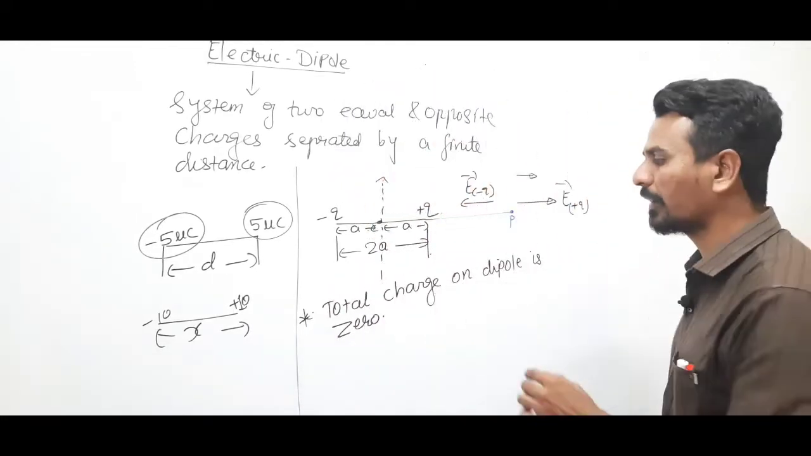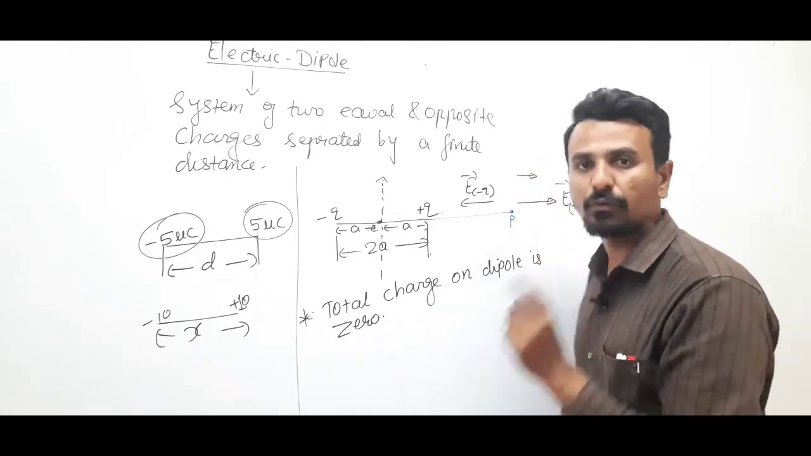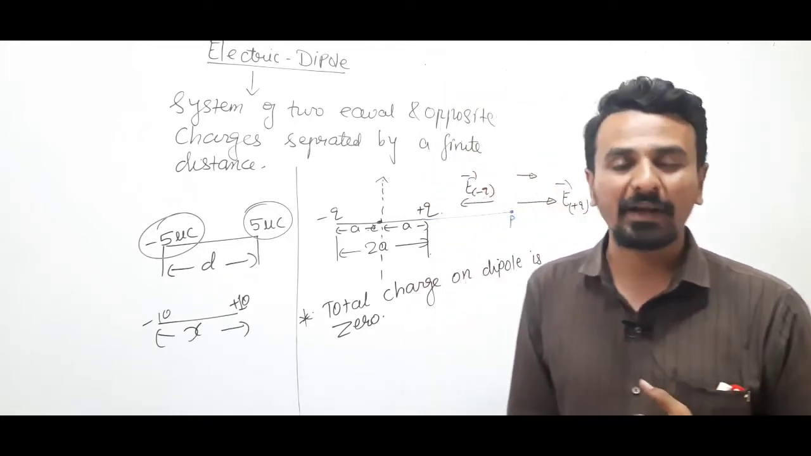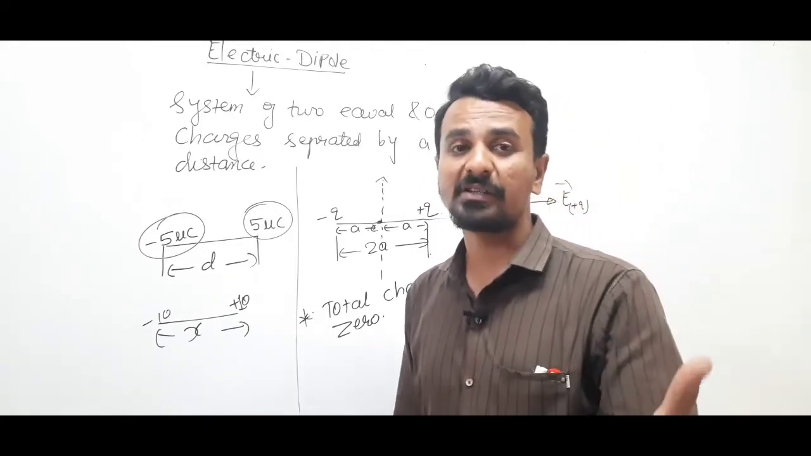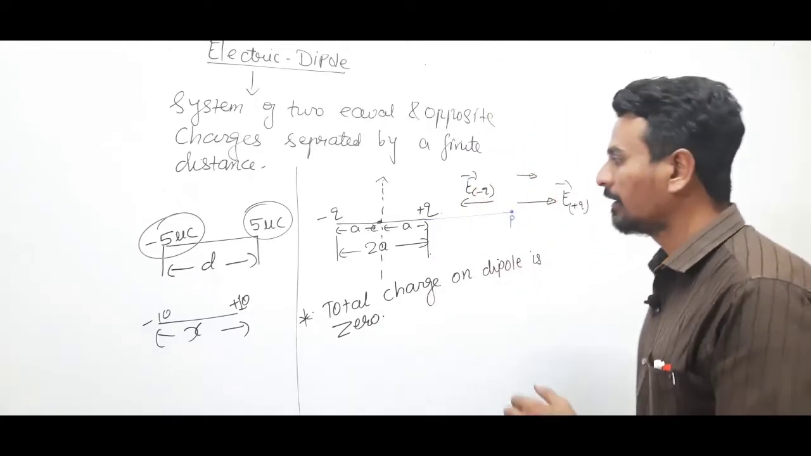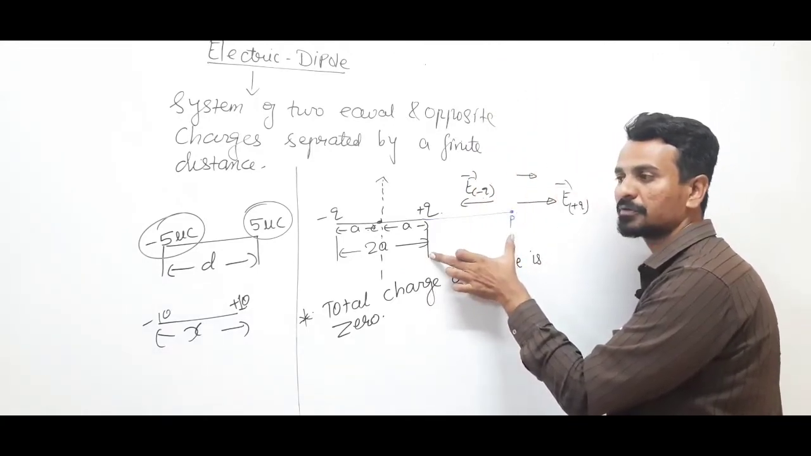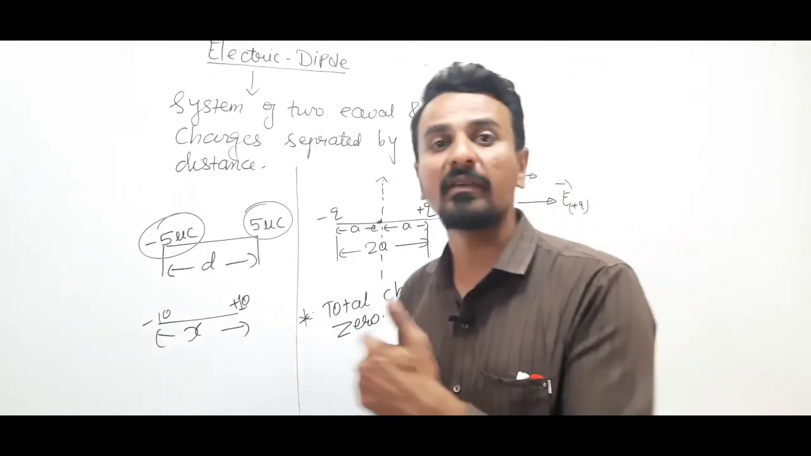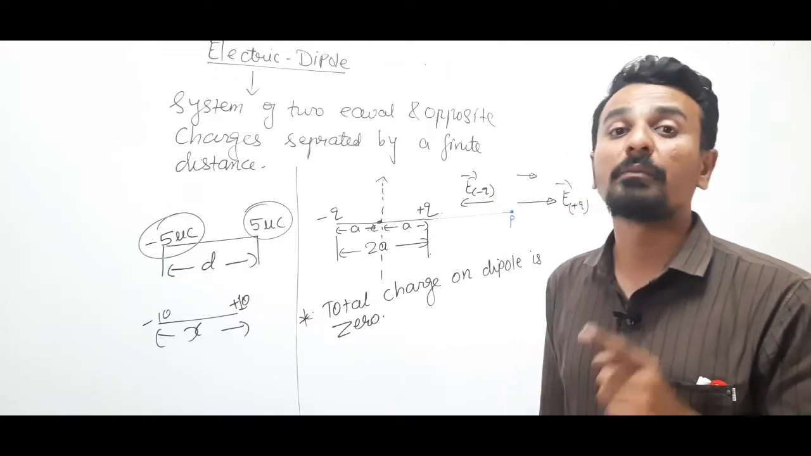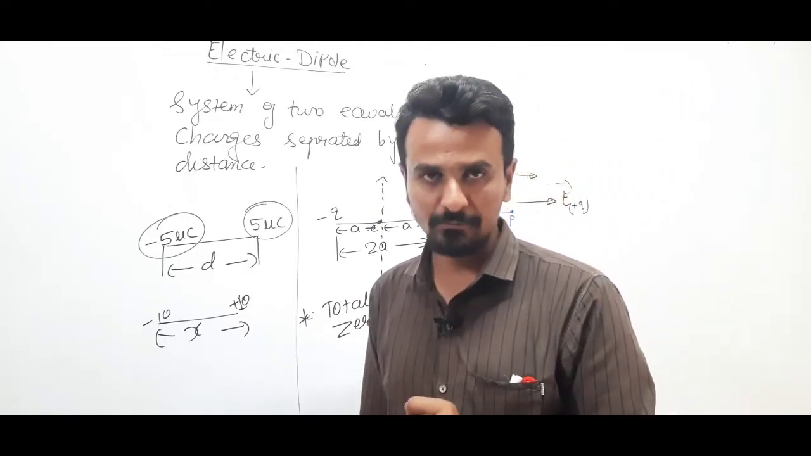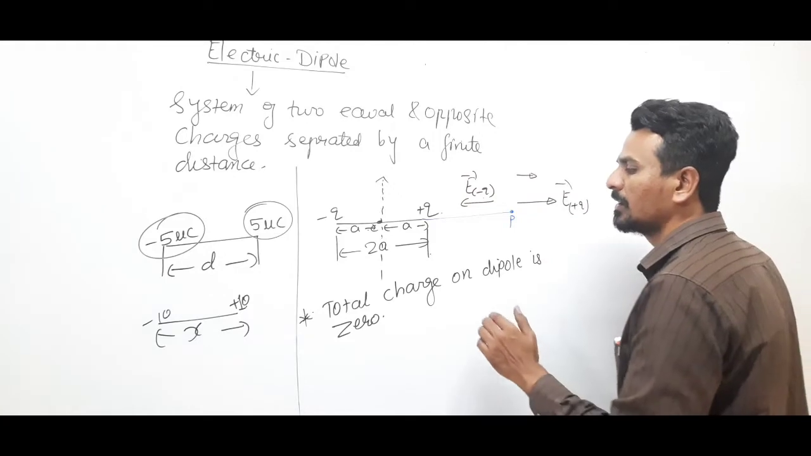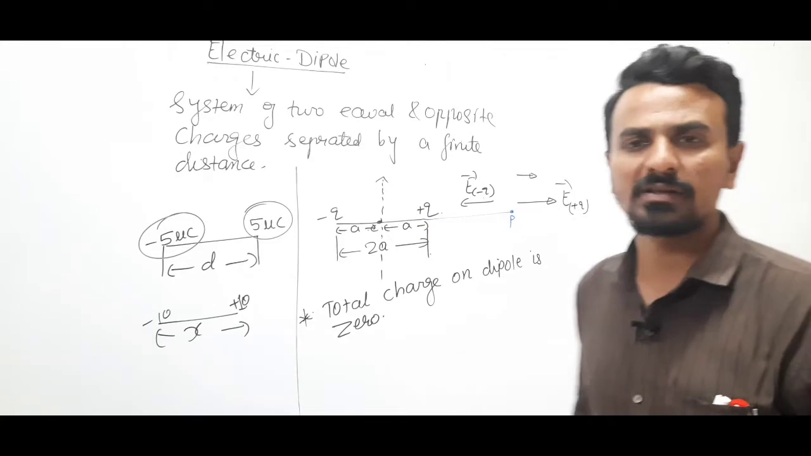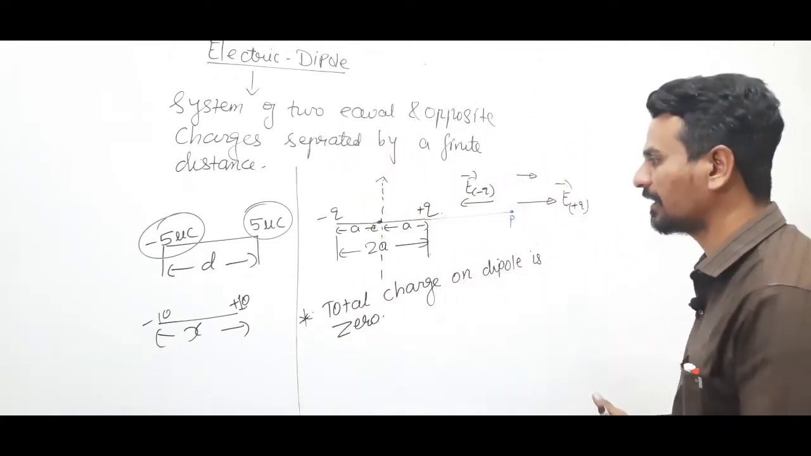It means even though the total charge on the dipole is 0, the net electric field due to the dipole will not be 0. Clear? Because electric field is a vector quantity and the electric field for a point charge depends on the distance also, right? See, this point P is close to the charge plus q and it is at a greater distance from the minus q charge, right? So the distances are not the same, and the magnitudes of electric field will be different. So the electric field will not be 0. Clear? This can be asked as an MCQ: what is the total charge on the dipole? The total charge on the dipole will be 0.